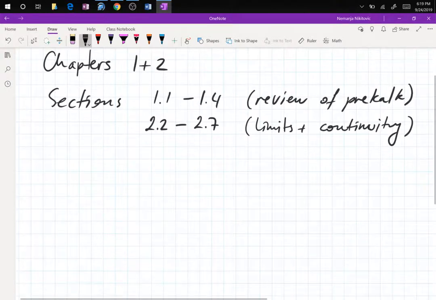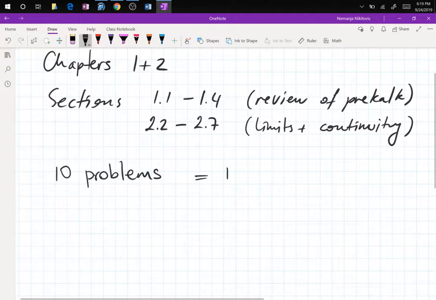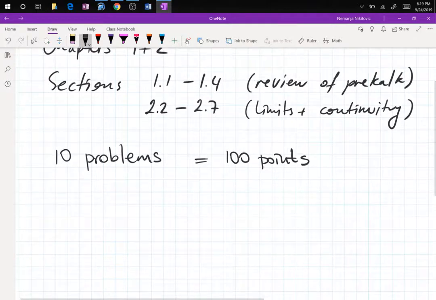So few pointers. Let's go. There are going to be 10 problems. And then it's 100 points. So the grade on the exam will be out of 100. On my exams, there's always one question or maybe 2 questions to state the definition or the formula or something.